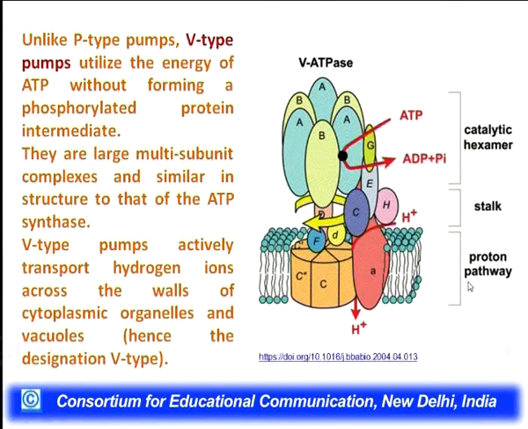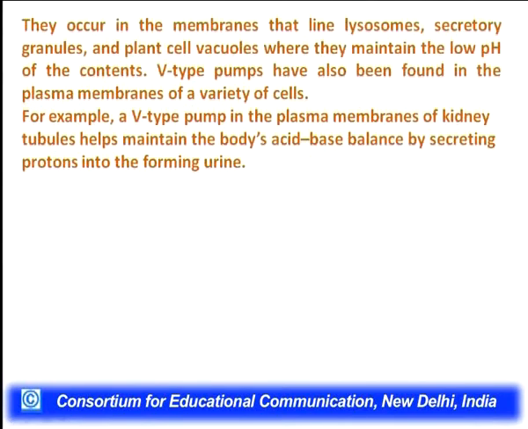Primarily, these V-type pumps are involved in the movement of protons, or H+ ions, whereas the sodium-potassium ATPase pumps or calcium ATPase pumps, all P-type pumps, are involved in the transport of various other ions than just protons. These V-type proteins occur in the membranes that line lysosomes, secretory granules and plant cell vacuoles, where they maintain the low pH of the contents.